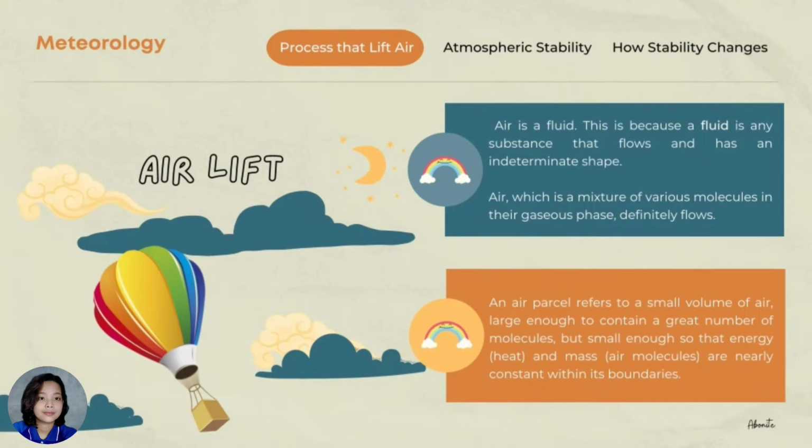Meteorologists use a construct called an air parcel to help them describe the processes associated with air in motion. An air parcel refers to a small volume of air large enough to contain a great number of molecules but small enough so that energy and mass are nearly constant within its boundaries.